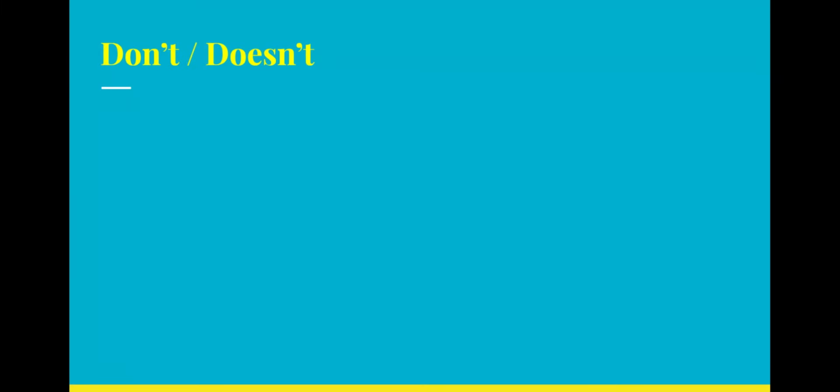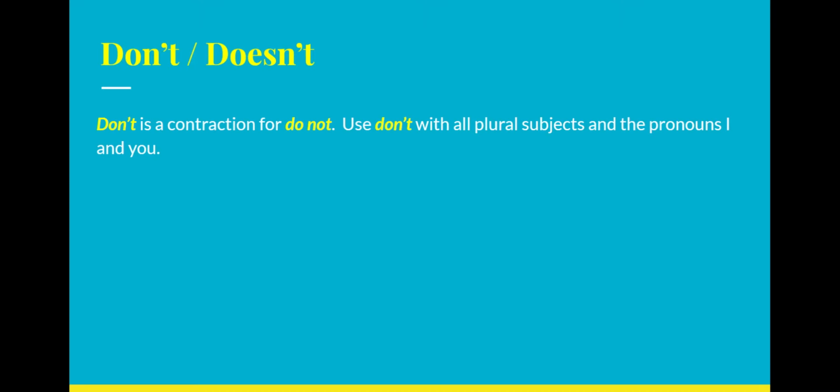This subject-verb agreement can also be tricky when we have the contractions don't and doesn't. So don't is a contraction for do not. So you use don't with all plural subjects as well as the pronouns I and you. So you might think, oh, I, you, those are singular. We treat them as plural subjects when it comes to agreement. So, I don't speak French well. We treat I as plural here. If you want to wrap your brain around it that way, we would use don't with the pronoun I.